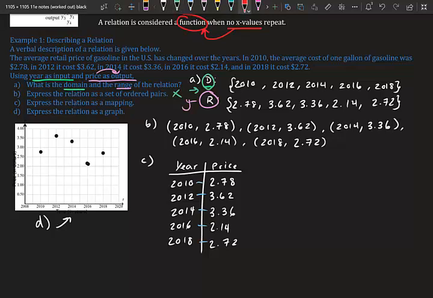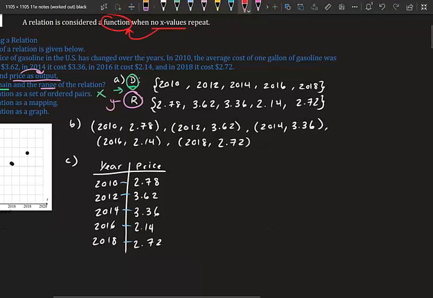A relation is a set, and a set will always have these little squigglies. They're called braces. So a set will always have these braces. That's how you know it's a set. And since no X values repeat, this is a function. I wasn't asking that, but I just wanted to tell you.